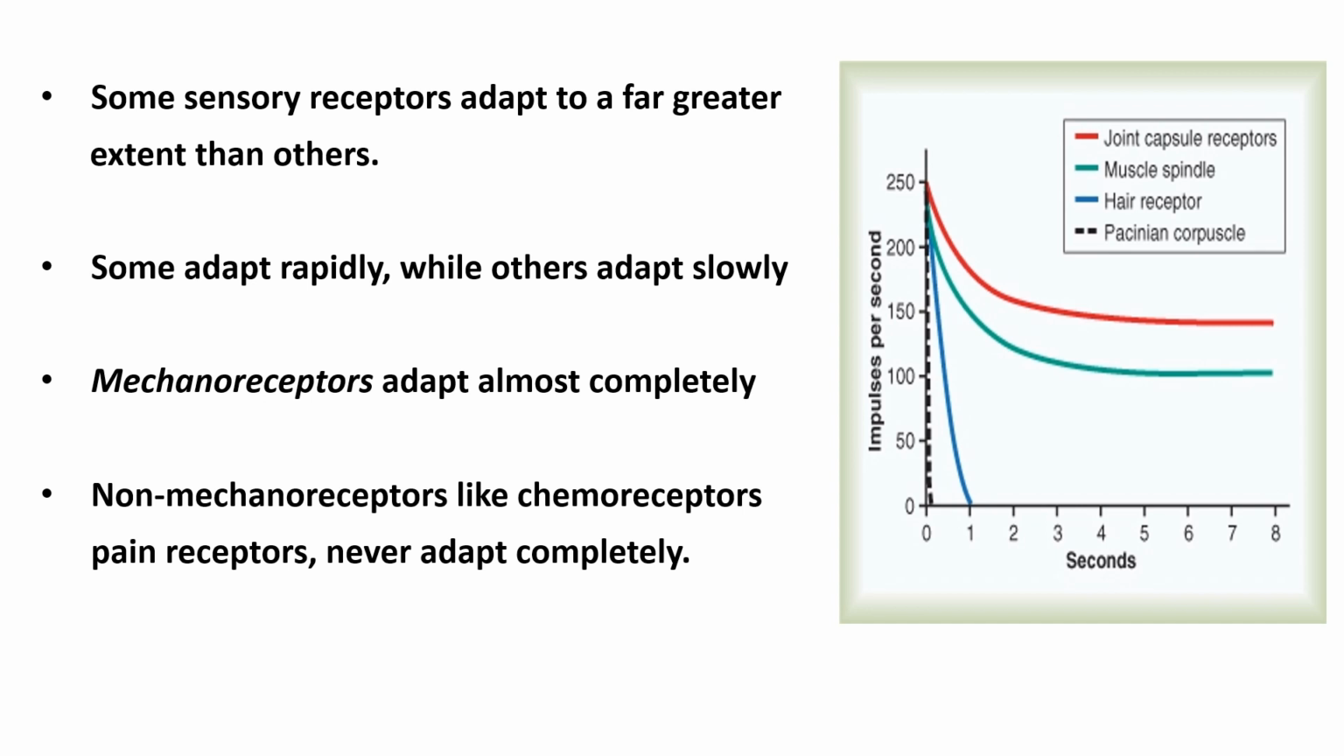You have the Pacinian corpuscle, which is a very rapidly adapting receptor. The hair receptor is the next one, and within a few seconds it adapts. The muscle spindle, for example, partially adapts. It doesn't adapt completely, of course. And then you have the joint corpuscle receptors as well. They too partially adapt, not completely.